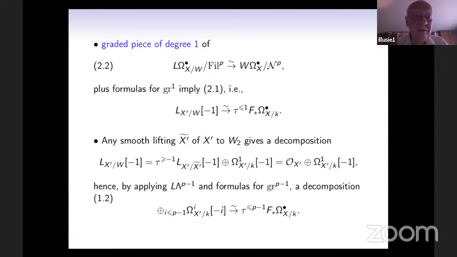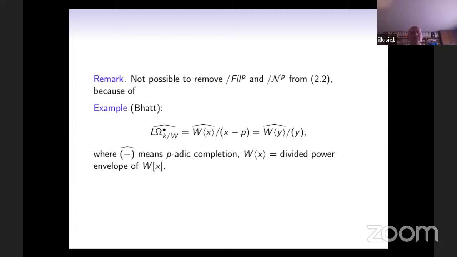It's a sum of two pieces: the omega one of X' over k plus this cotangent complex of X' with respect to the lifting X' tilde, suitably shifted and truncated, so you get a decomposition of X' plus omega one. Then when you apply lambda p minus one to the formula for p minus one, you get the decomposition in degree at most p minus one. Okay. So in fact, you could ask whether you could remove the mod p and mod N p from 2-2.